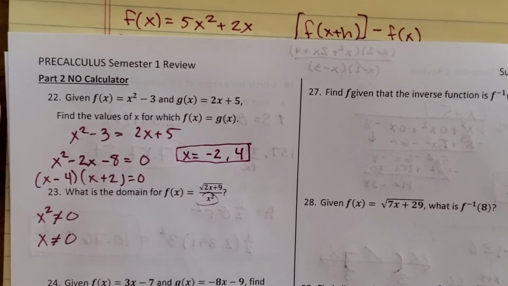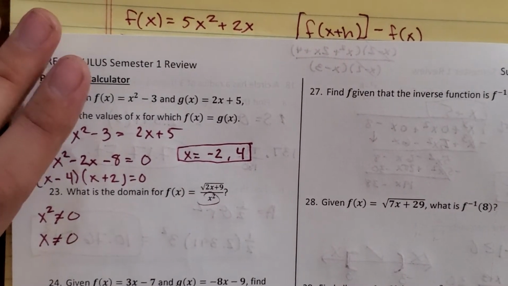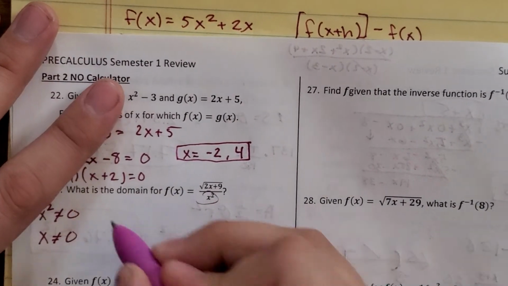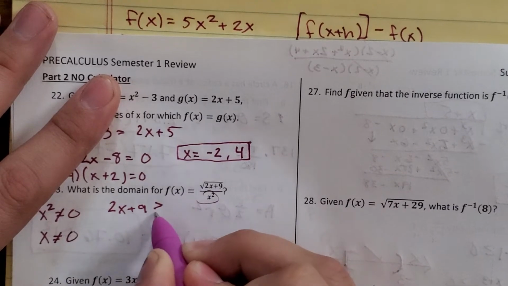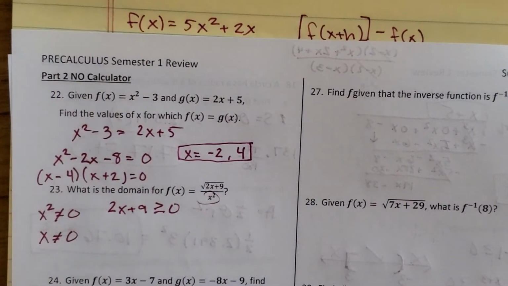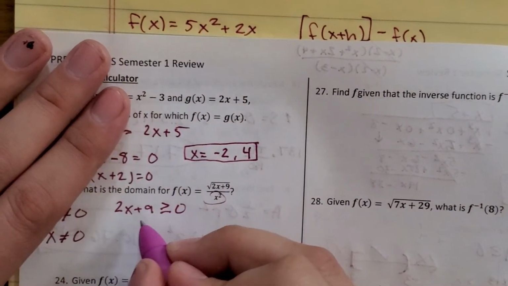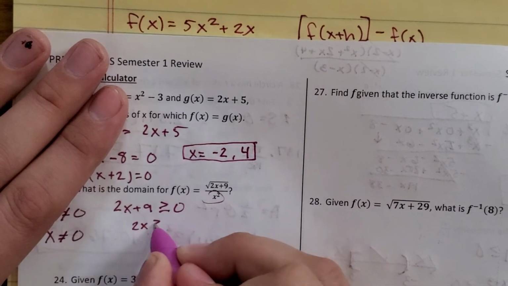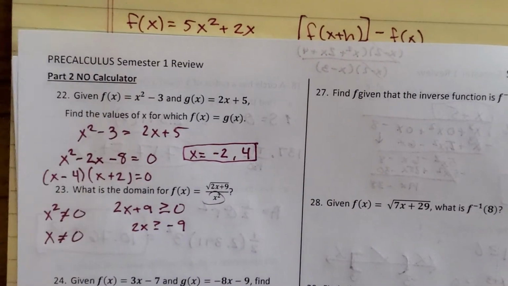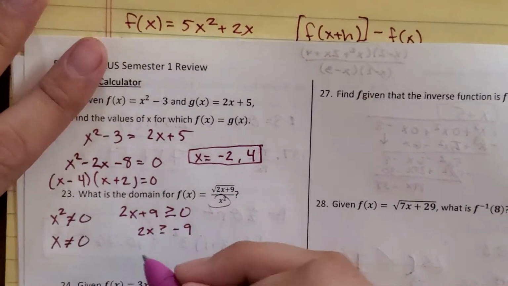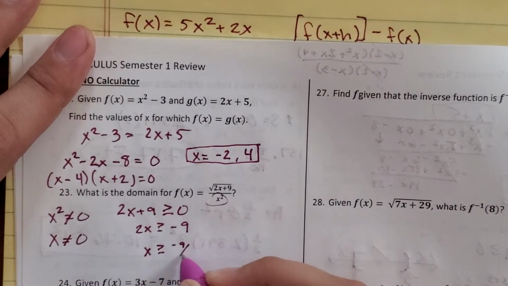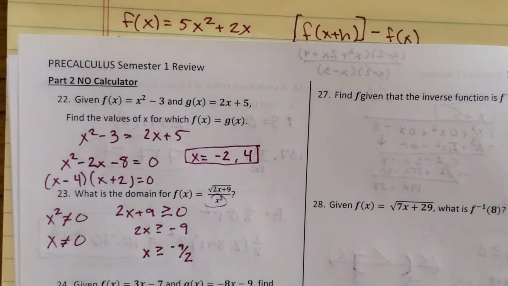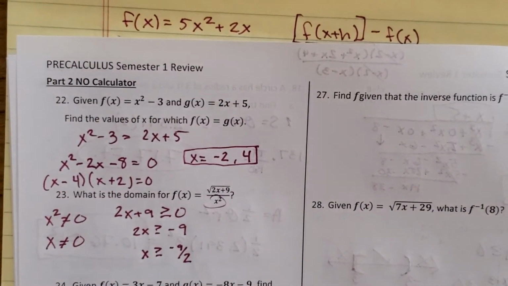They can be any value greater than or equal to 0. It's allowed to be 0. So I'm going to say 2x plus 9 has to be greater than or equal to 0. So we subtract 9 from both sides. I get 2x is greater than or equal to negative 9. Divide both sides by 2, and I get x is greater than or equal to negative 9 halves. From there, I can determine my domain.